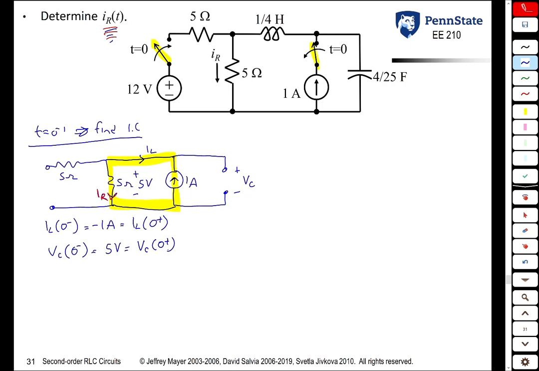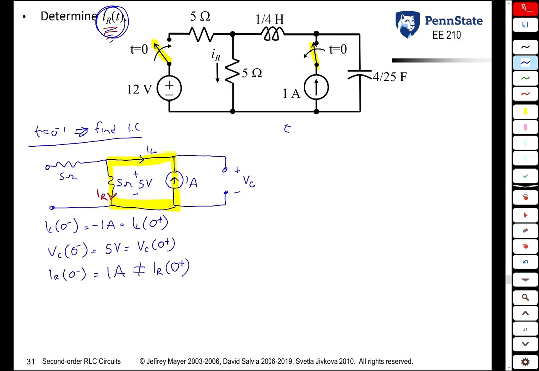In addition, we need to find IR of 0 minus. This is one of those added steps because what we're ultimately looking for is not VC or IL. IR of 0 minus, pretty easy to see, it's 1 amp, but I should point out that is not equal to IR of 0 plus. So you set those initial conditions aside.